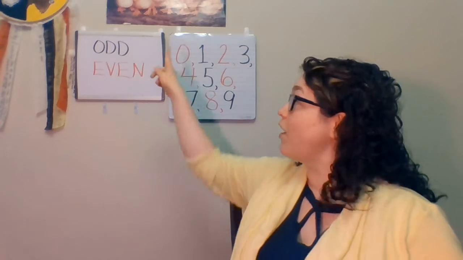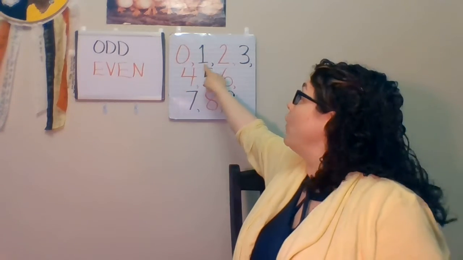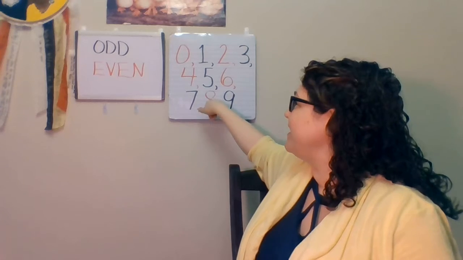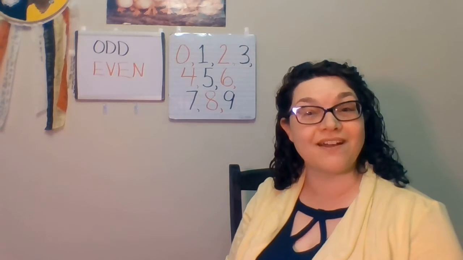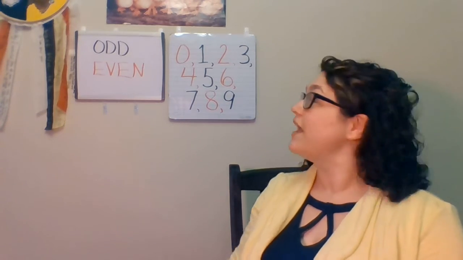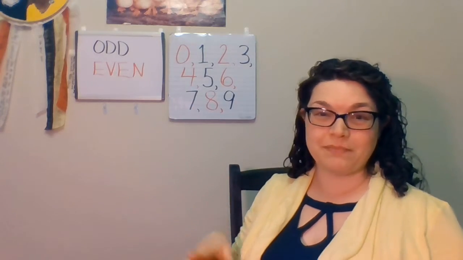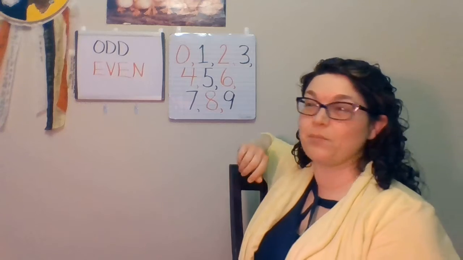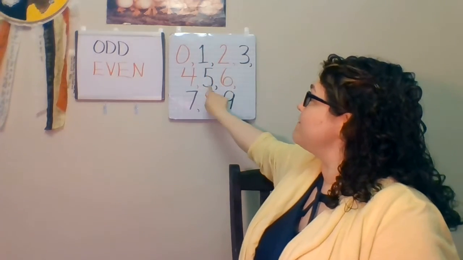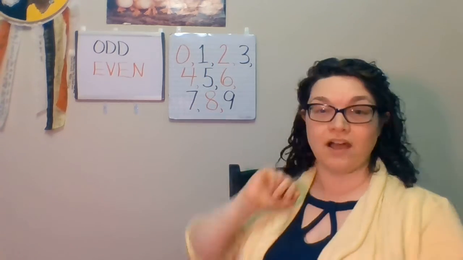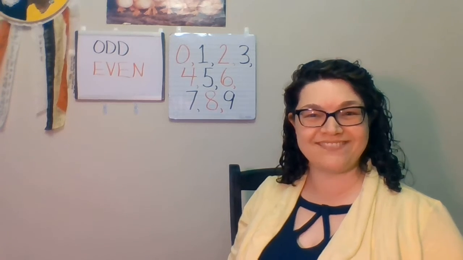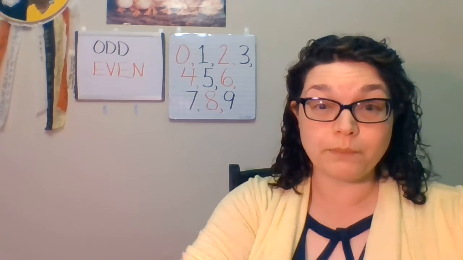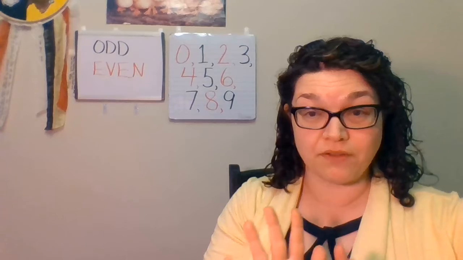Okay, and then the odd ones. 1, 3, 5, 7, 9. Odd numbers are just fine. So I know I said odd is hard to share, but odd numbers are important and they can be great, so they're fine. Let's do that one more time. 1, 3, 5, 7, 9. Odd numbers are just fine.